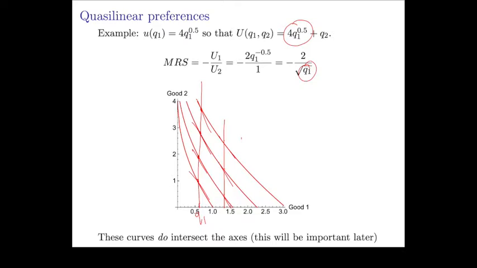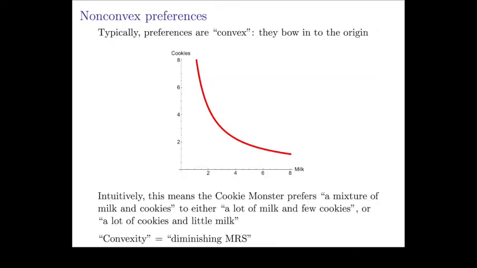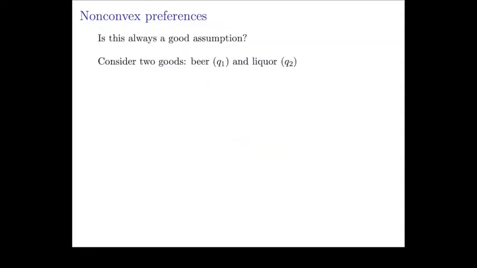Okay, so far we've looked at preferences that had these nice shapes. They look like that. Those are what we call convex preferences. What about non-convex preferences? These nicely shaped preferences are convex preferences, and they denote that people have a preference for mixtures of two goods, like Cookie Monster, who likes to have a combination of milk and cookies. And it means that there's diminishing marginal rate of substitution. However, it's not necessarily always going to be the right assumption.